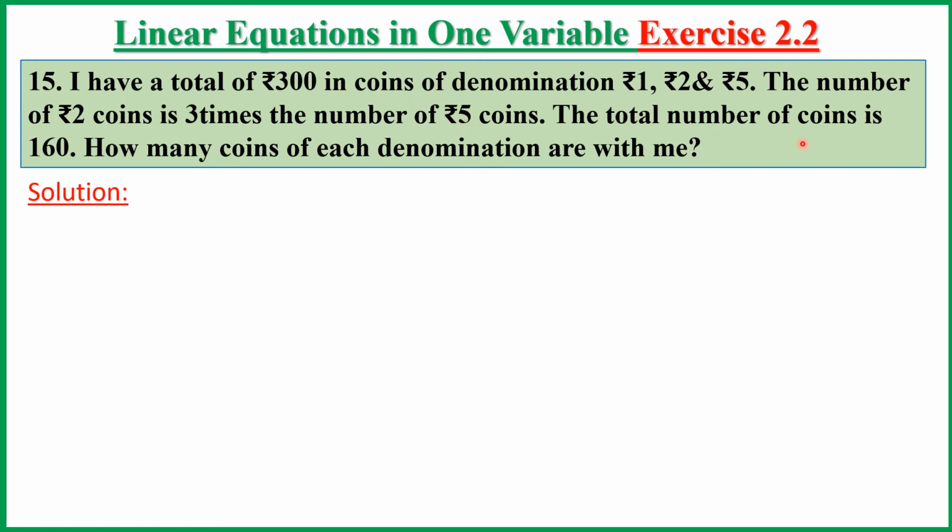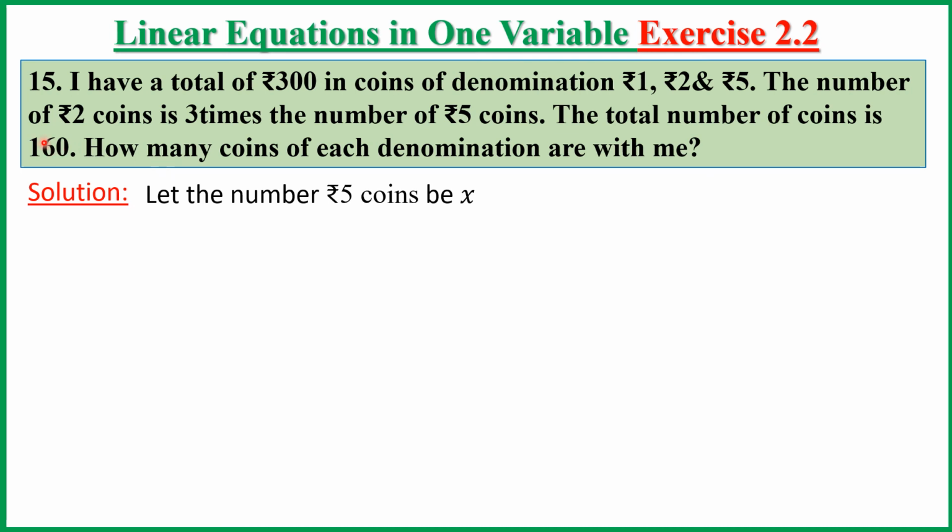The total number of coins is 160. So they have given the total number of coins. This is rupees, this is coins. How many coins of each denomination are with me? We have to find how many coins of each he has. So here 2 depends upon 5, the rupee 5 coins. So let us keep the number of rupee 5 coins as x.